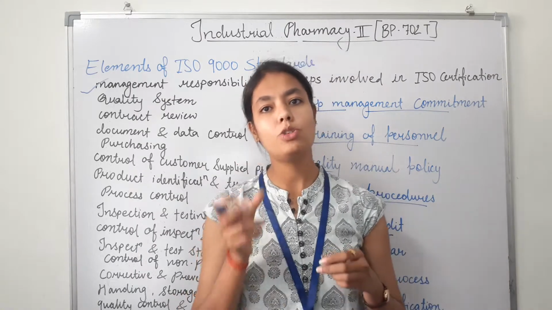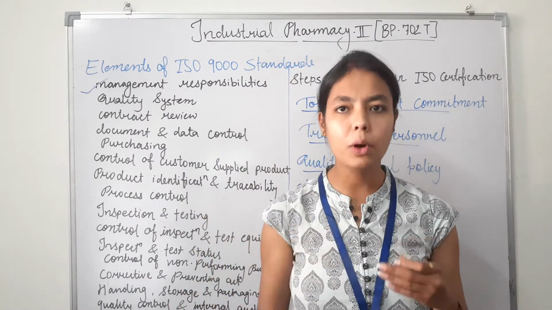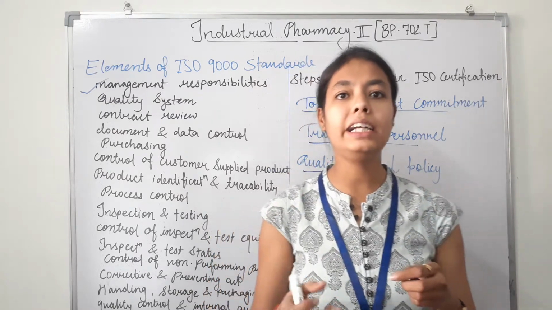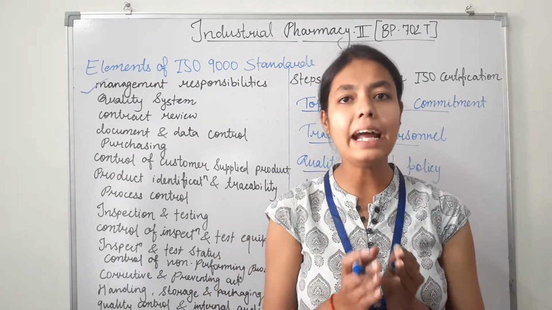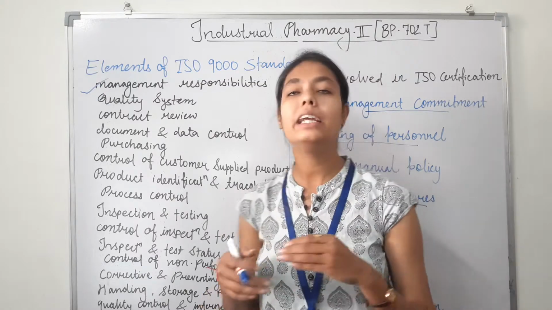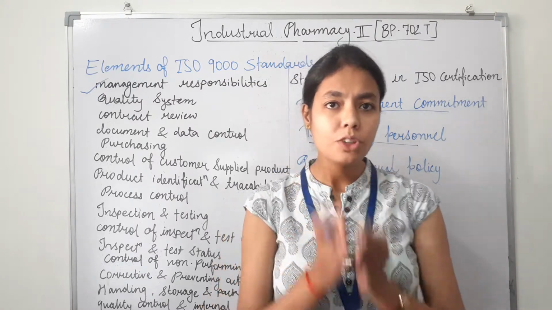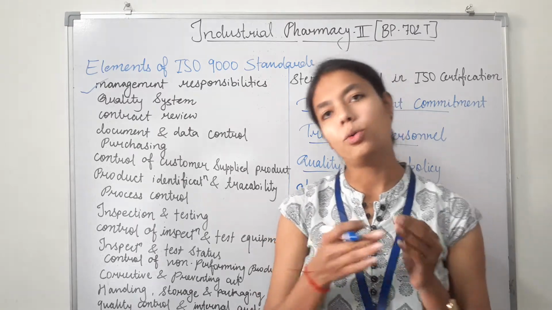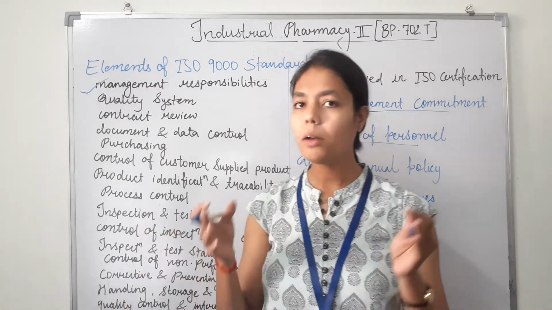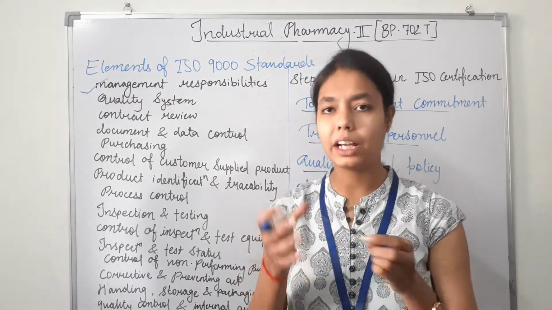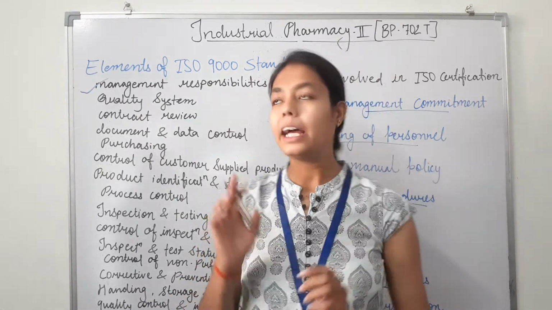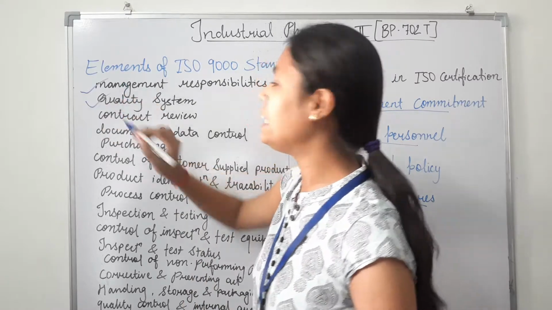It must also be ensured that the quality policy, the objectives and the statement of intent are established and identified in the quality manual. So the quality policy is communicated throughout the organization. After that, the second one is quality system.